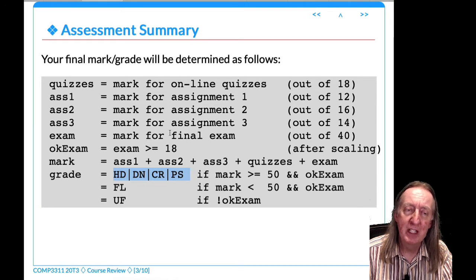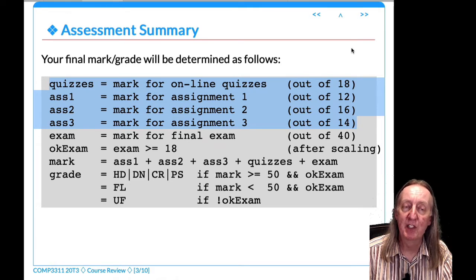A few people have been asking about marks. My plan is to ensure that all of these are available by Monday, 30th of November, which is a couple of days before the exam, so you'll have a fair idea where you stand.